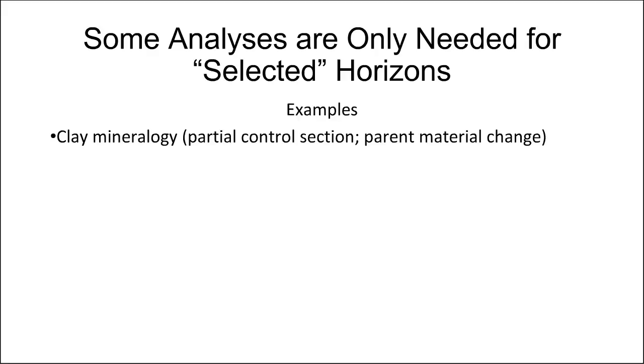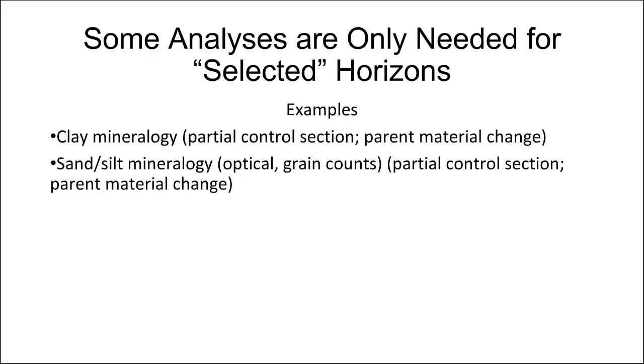Some analyses are needed for selected horizons. We're thinking usually in terms of classification, and these are high labor analyses, and we don't want to run them on every horizon in the pedon. One of those is clay mineralogy. We'll run something typically out of the control section and maybe run another one if we have a parent material change. Similarly, the grain counts are optical. We suggest one out of the control section, usually upper control section, and then possibly another if we have a parent material change elsewhere in the profile.